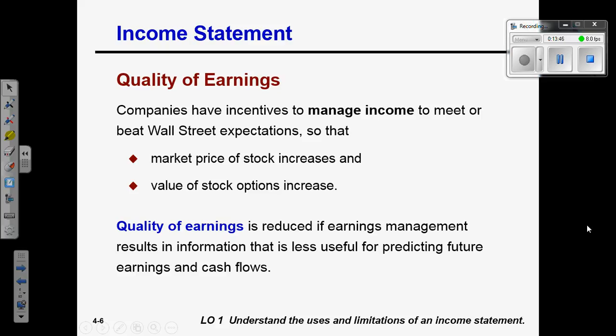Yeah. Okay. So quality of earnings is reduced if earnings management results in information that is less useful, of course, right? Can't tell what's going on. And they say predict future earnings and cash flows. I would add one piece. What's the big piece that they should have said here? Because you are going to smooth out their earnings. What are you doing? Perceived risk is less. So estimate the risk. Okay? That's what's really going on there. But it also affects your ability to predict future earnings and cash flows.